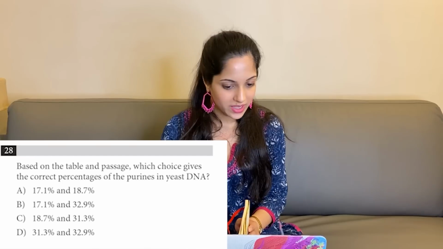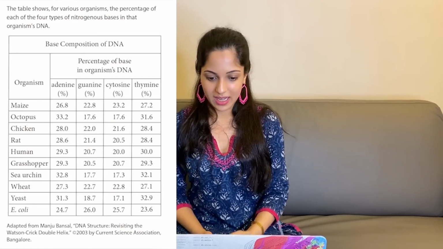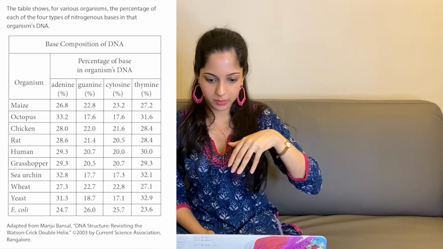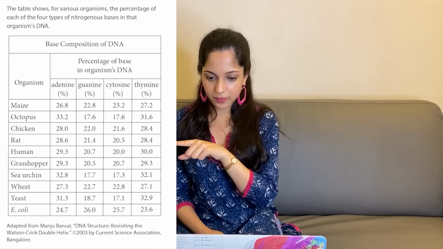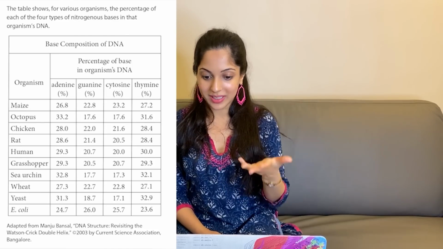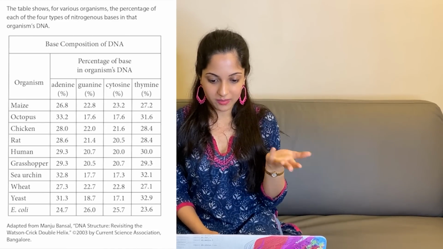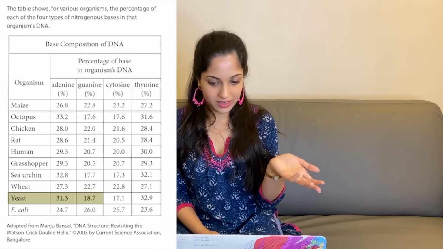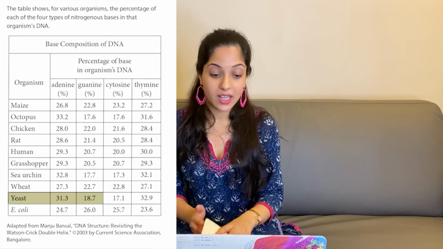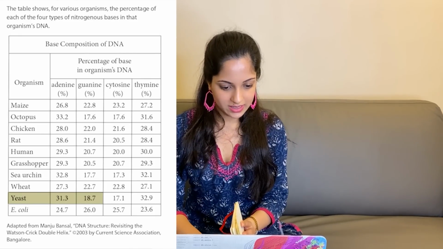Aha. So what did it say? What is purines? Purines are adenine and guanine. Let's go to our table. This table has all these random things, maize, octopus, blah, blah, blah. Let's go to the yeast row. We know that a purine is adenine and guanine, and the numbers for the yeast are 31.3 and 18.7. Let's go back to the question and see.